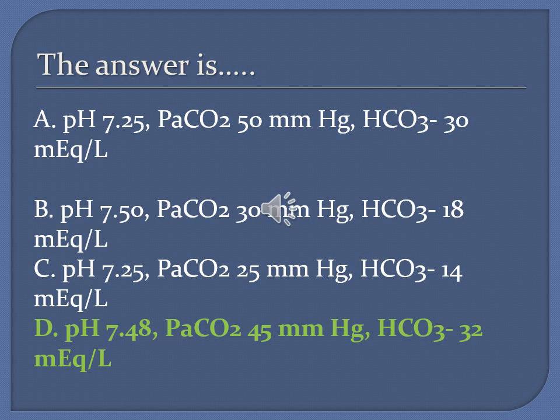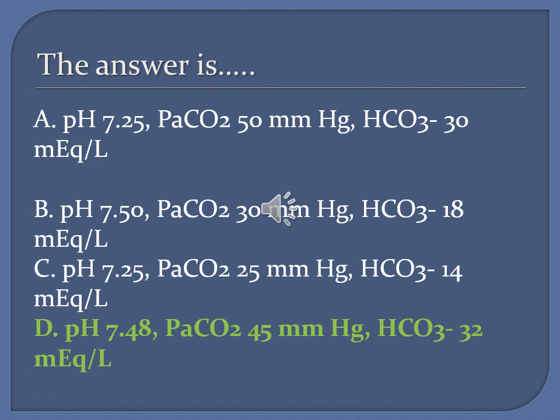Response A is an example of respiratory acidosis with partial metabolic compensation. B is a respiratory alkalosis with a partial metabolic compensation. C is a metabolic acidosis with partial respiratory compensation. So if you're not really strong on blood gases, I can help you with that. There are 6 steps that you can use for an easy ABG analysis. Step 1, you want to look at your pH. If it is below 7.35, it's acidic. If it is above 7.45, it's alkalotic.